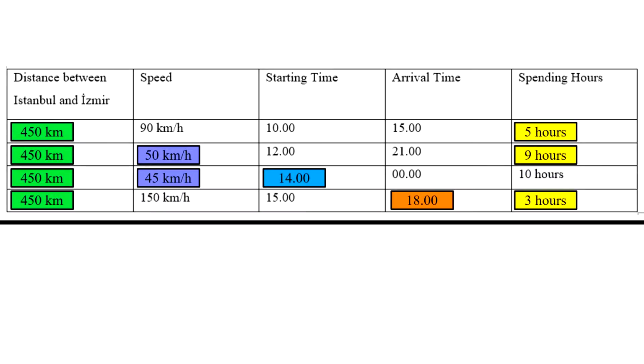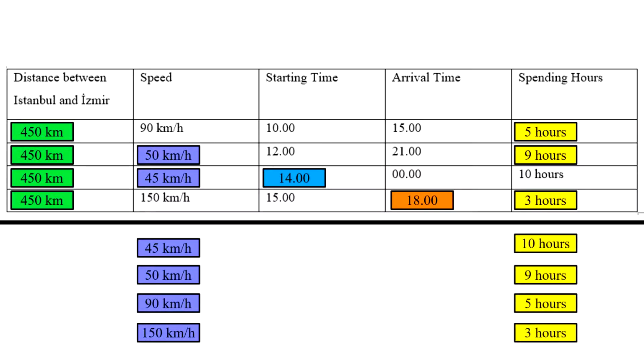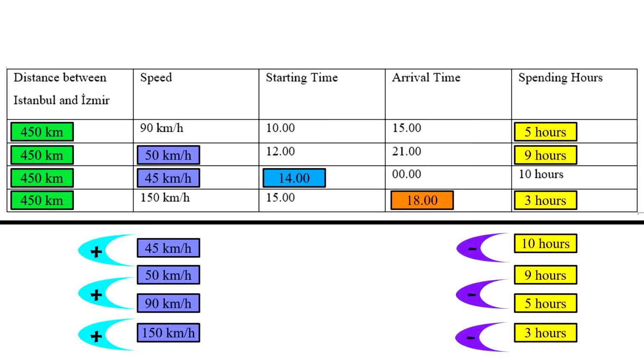Come and look at the completed table again. Let's try to write the values of speed in increasing order. Also, match them with the hours spent for each speed. Can you recognize that while the values of speed increase, the necessary time for this travel decreases? The speed and time are inversely proportional in this problem.